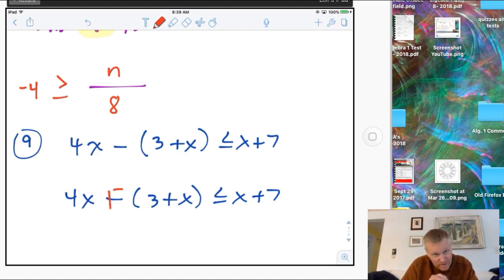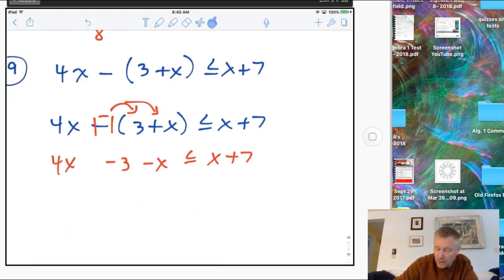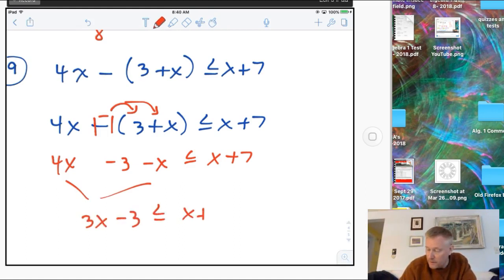Now, there's an implied number in front of that parentheses, and it's a 1. So if I now take the negative 1 and I distribute it to both of those numbers, I will get the correct answer. All right, so I got this. Let me combine some like terms. 4x minus 1x is 3x minus 3.